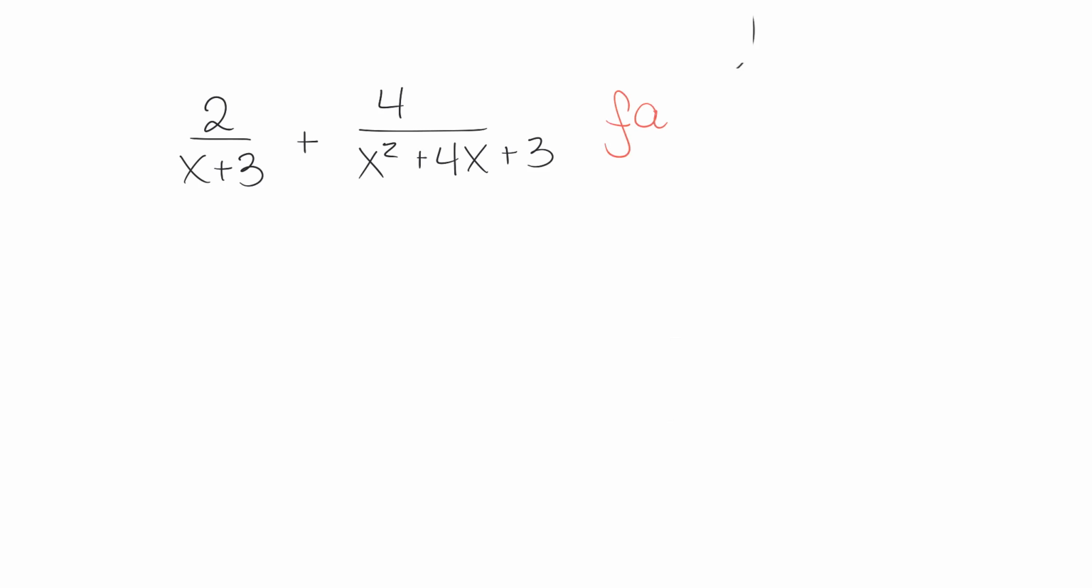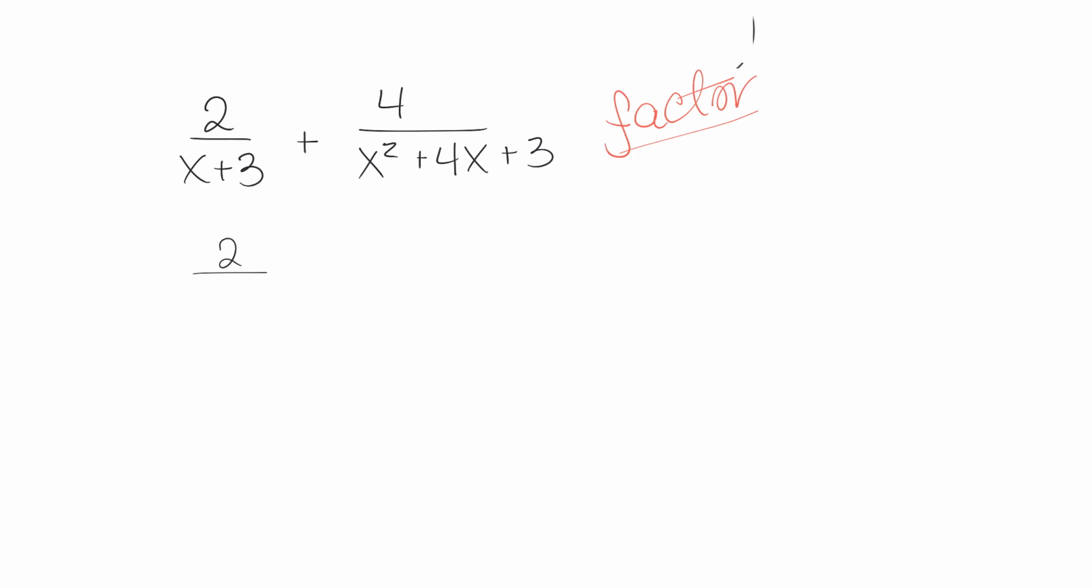Okay, let's try another one. What if we have 2 over x plus 3 plus 4 over x squared plus 4x plus 3? So our new wrench in this one is we've got this trinomial. So again, we need to factor. Factoring is almost always the best first step.